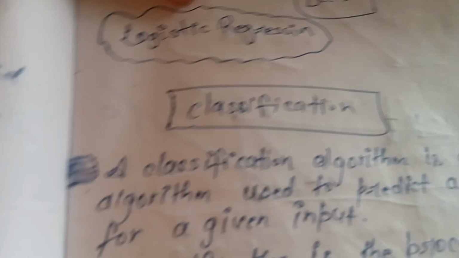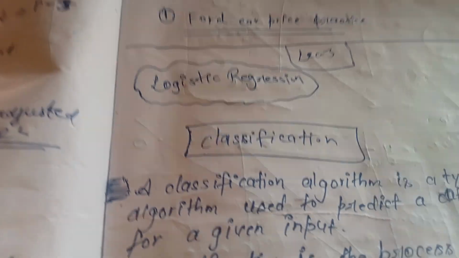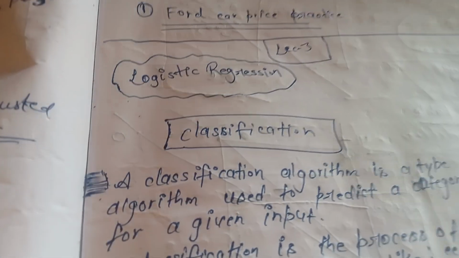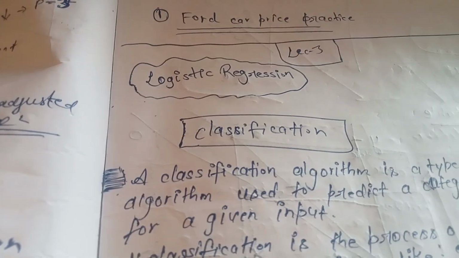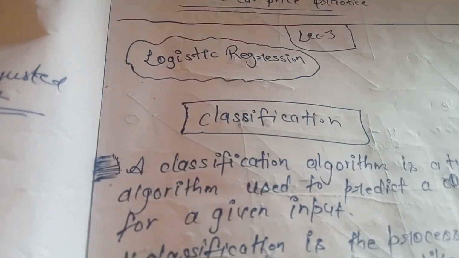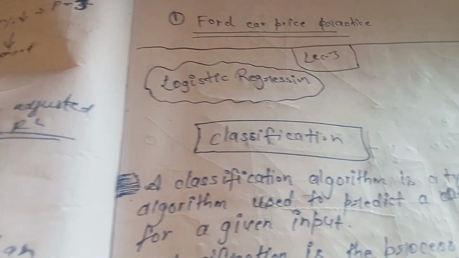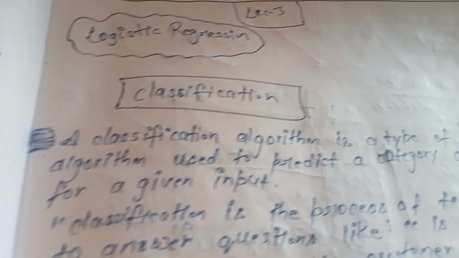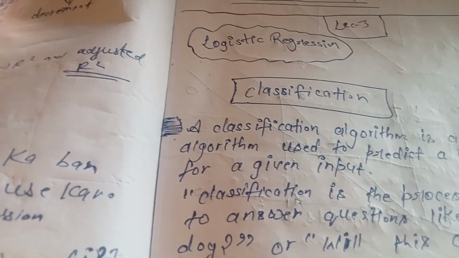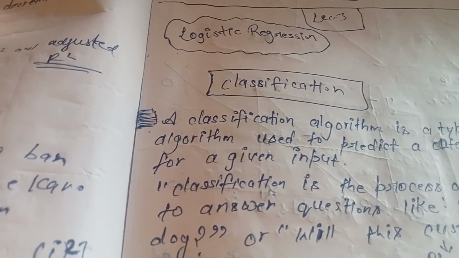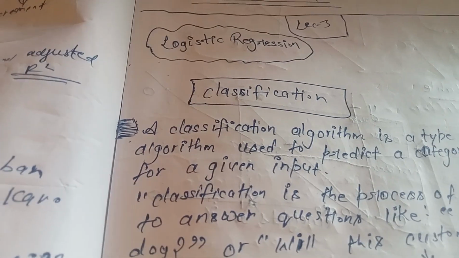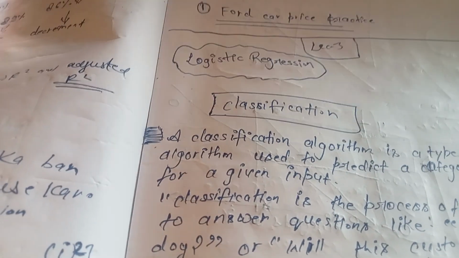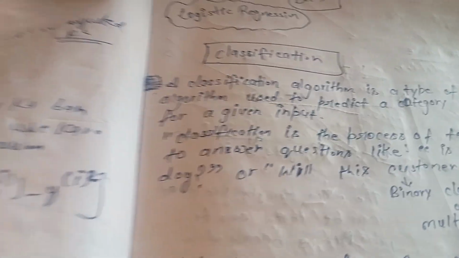Now let's move on to logistic regression, a classification algorithm. It is used for classification problems, and a classification algorithm is a type of machine learning algorithm used to predict a category or a class label for a given input. Classification is the process of teaching a machine to answer questions like, is that a cat or a dog, or will this customer survive or not, binary class और multi class.